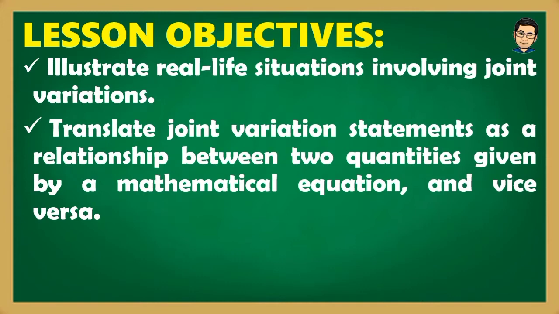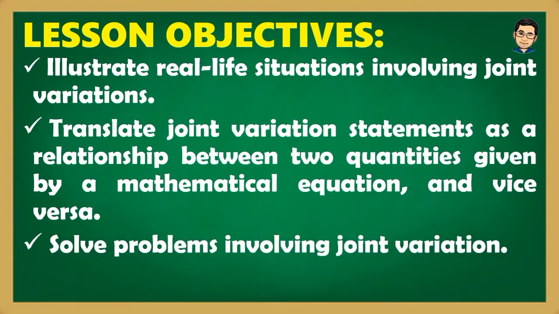vice versa. Kung matatandaan nyo dun sa direct and inverse variations, gumamit tayo dun ng graph tsaka table of values. Dito po sa joint variation, hindi po applicable yung dalawa na yon. Then, we will solve problems involving joint variation. So, bakit hindi siya applicable? It's because mag-iiba-iba po kasi yung formula kung paano i-represent yung bawat given statement. Hindi katulad ng direct and inverse variation, constant po yung formula.